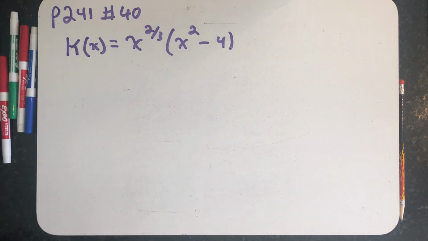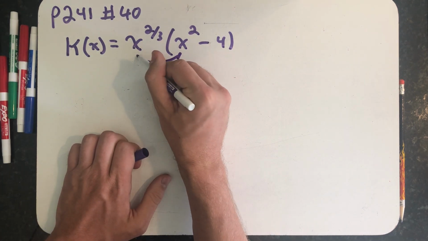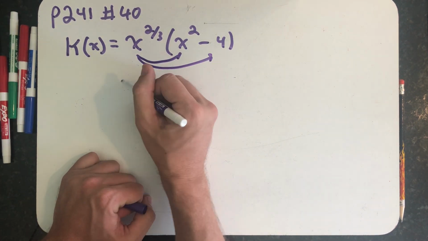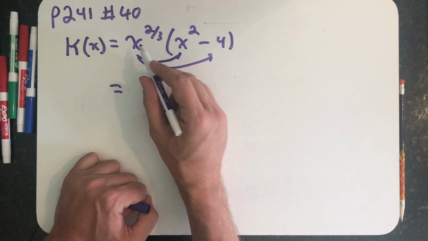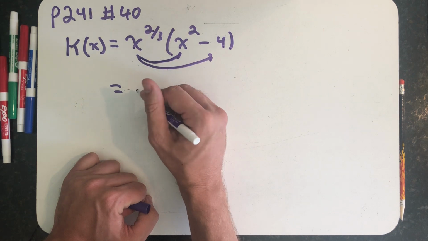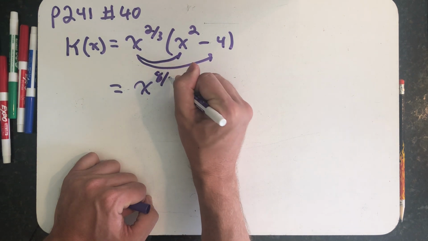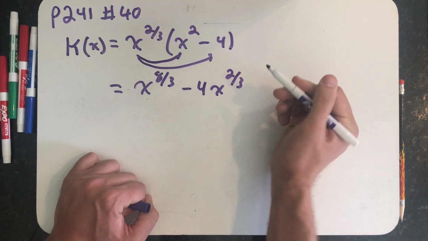So I need to take a derivative. I think what I'll do first is a little bit of algebra. I'm going to distribute the x to the 2/3 through this function. I think that'll make it a little easier to take my derivative. x to the 2/3 times x to the 6/3 is x to the 8/3 minus 4x to the 2/3.